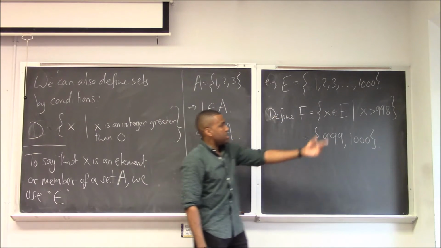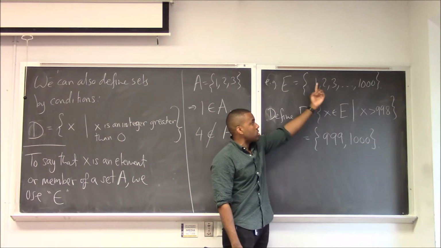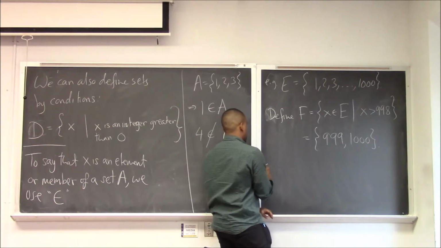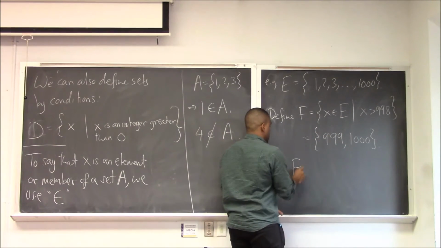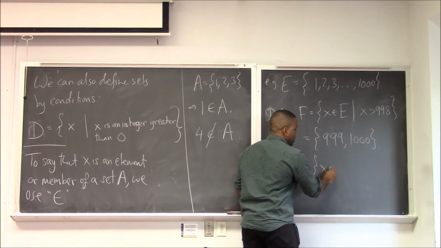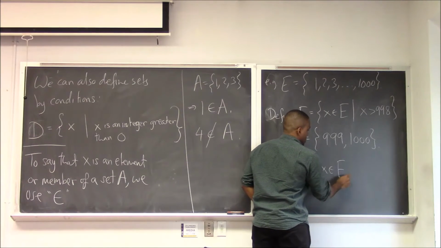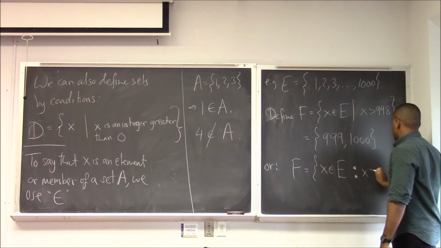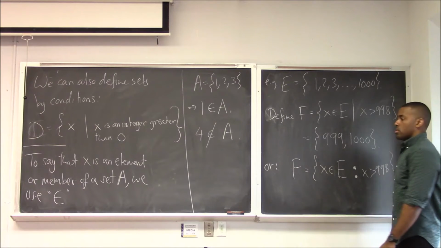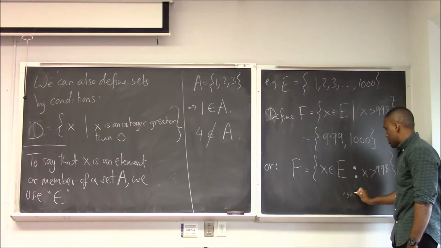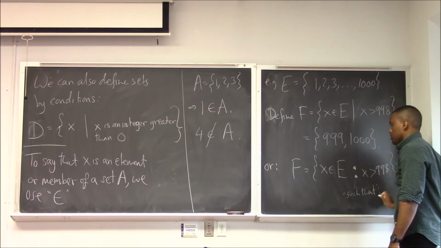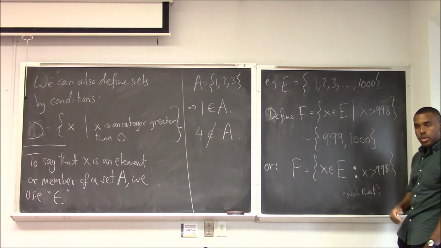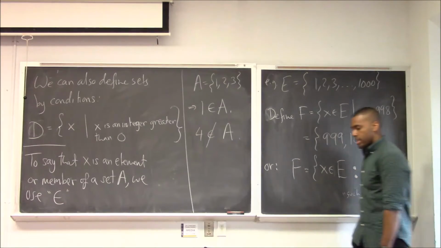So I just put a condition. I created a set by selecting things from another set that fulfills some condition. Right? By the way, just to mention it, you could write this notation, whichever notation you want to use, I don't care. Instead of that bar, you can put the colon, and it has exactly the same interpretation. Right? It's read "such that." So I can say F is the set of all elements that are in E such that the element is greater than 998.